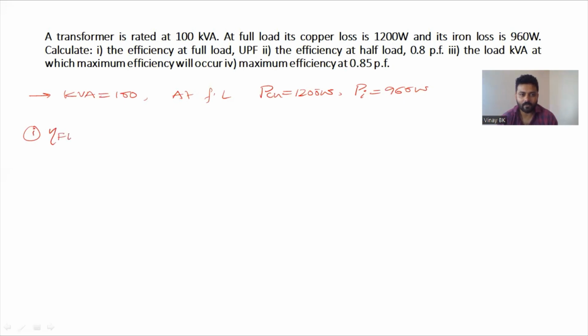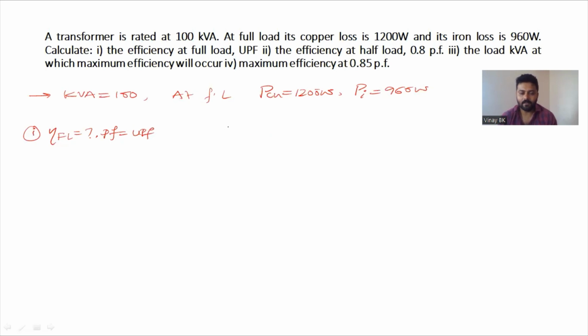They asked you to find, first, calculate the efficiency at full load, eta FL, when the power factor is unity, UPF. Second, at half load, at the given power factor. Then the load kVA at which maximum efficiency will occur. After that, the maximum efficiency we will get to know later. First point, at full load. Before that, what you need to do?